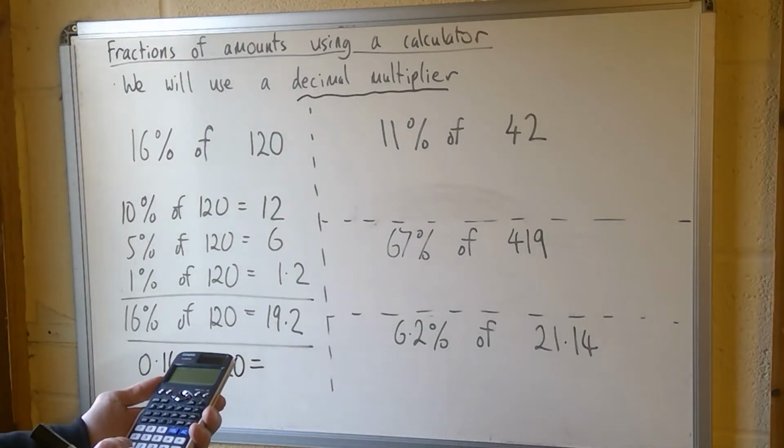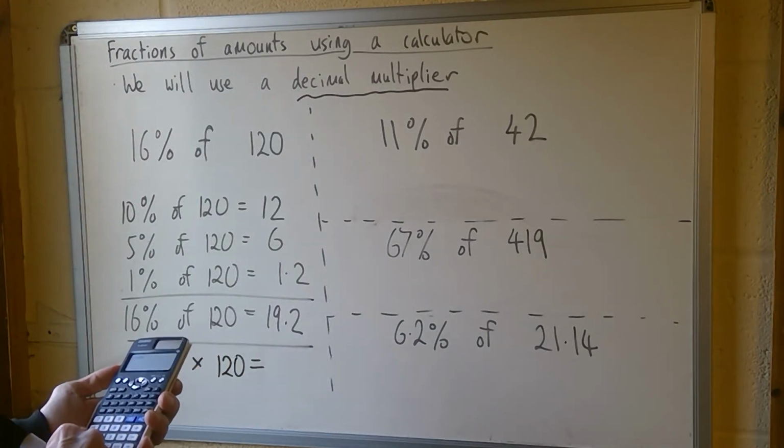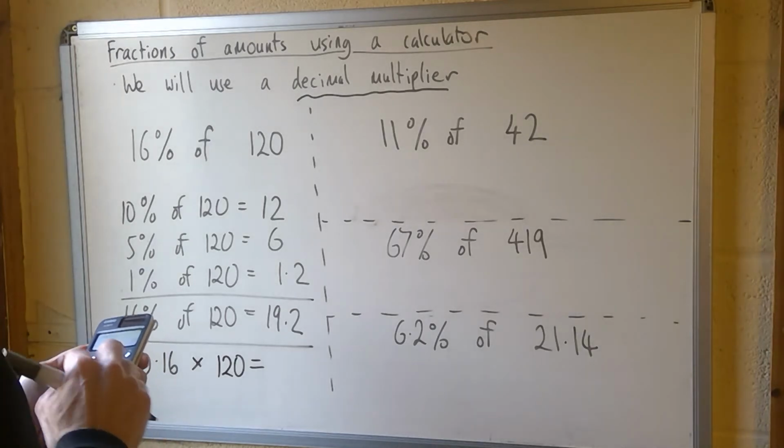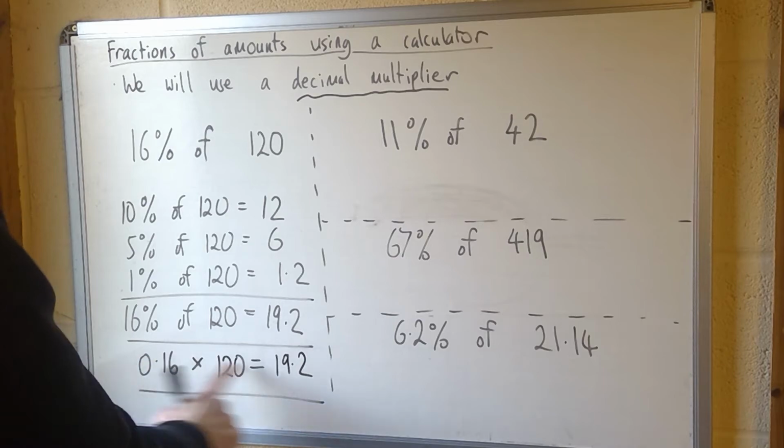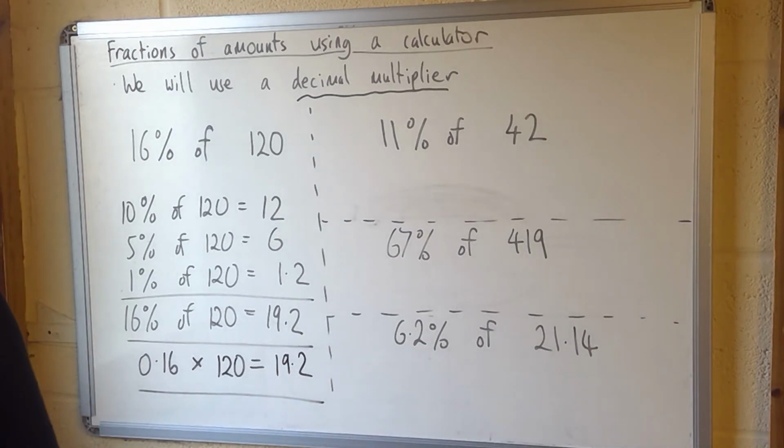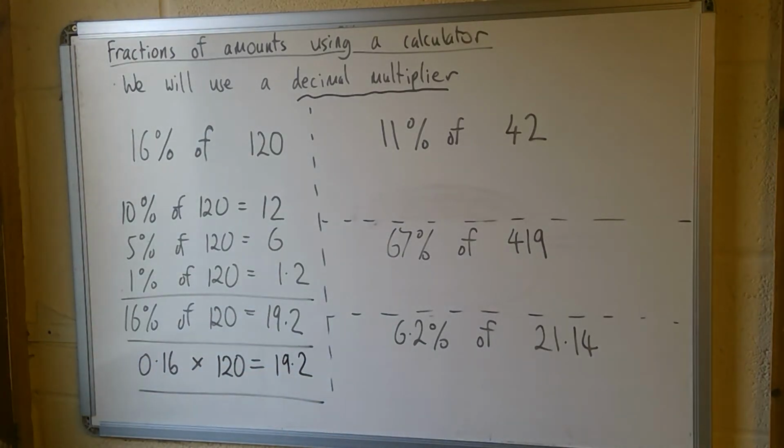So 0.16 multiplied by 120, of course, gives me the same answer, 19.2. But if you've got a calculator, this is quicker and more efficient. And what it means is that you can do more complicated numbers in a quicker and more accurate method.